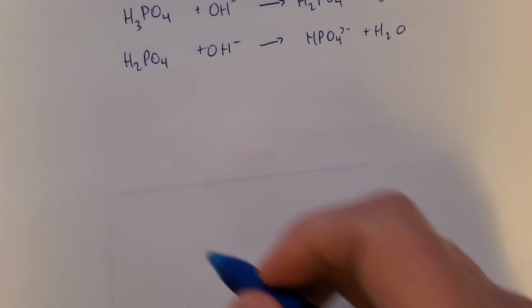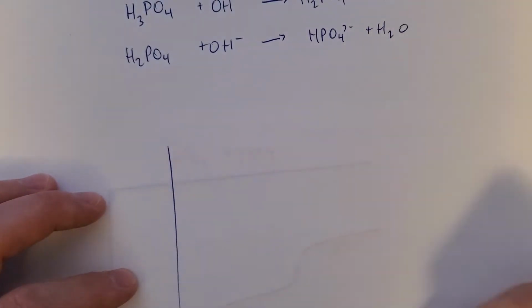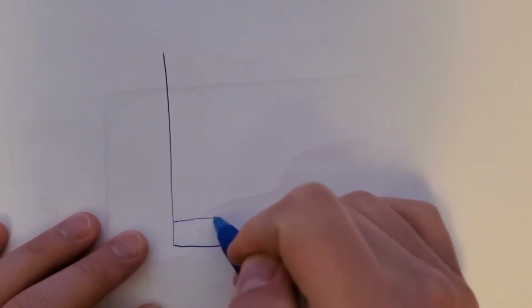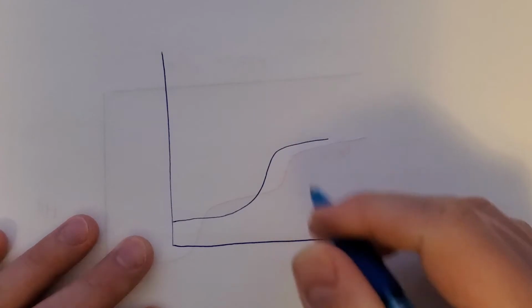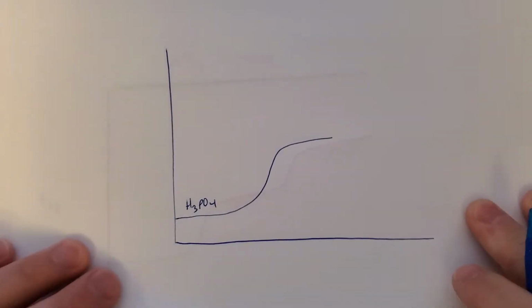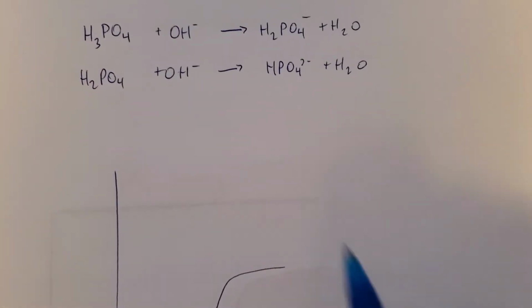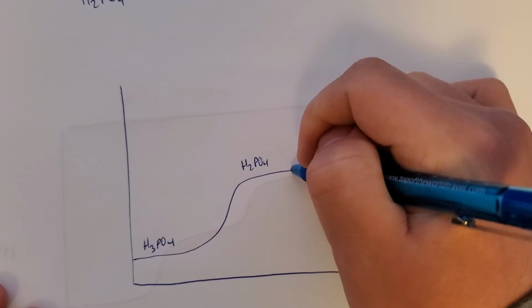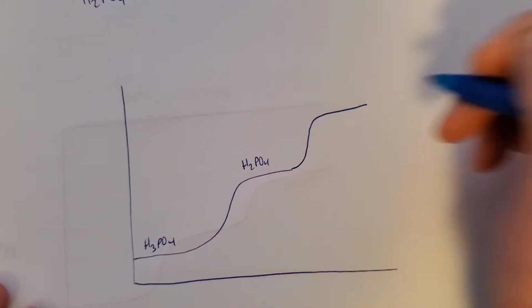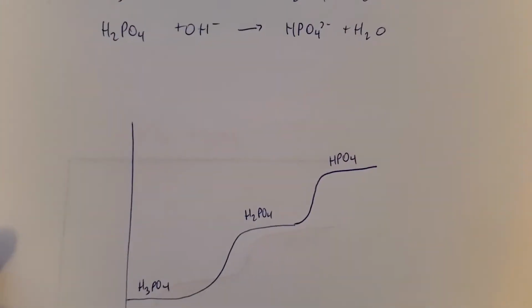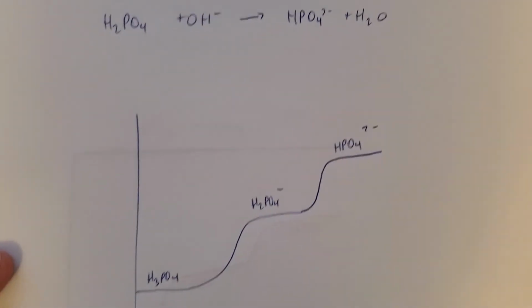Really quickly I'm going to sketch what you could get as a pH curve. So if you start with H3PO4, it'll be down here. We're adding hydroxide, we get an equivalence point. So this is H3PO4. Then you get H2PO4. Keep adding hydroxide, you're going to get another equivalence point. Now we're at HPO4. You guys with me so far?